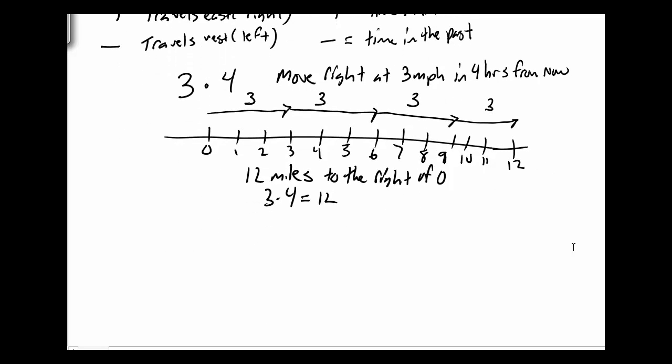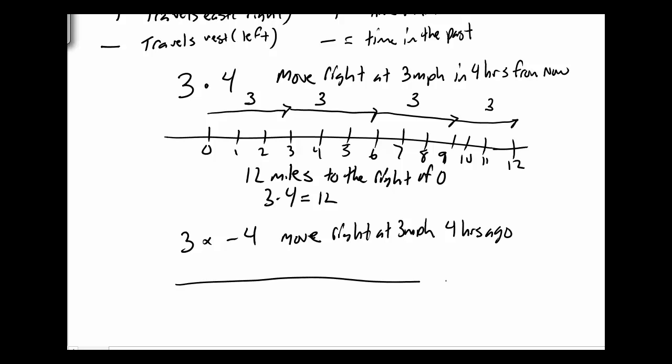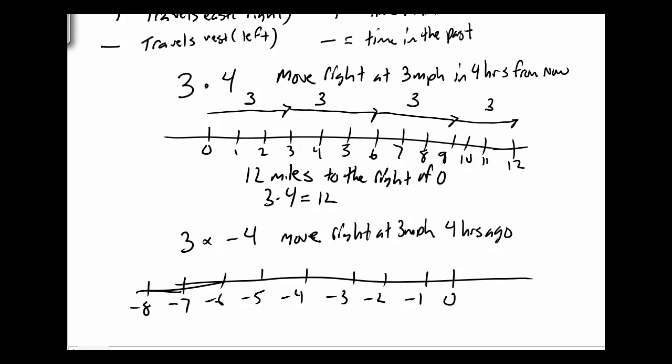Okay, so let's look at another one. Let's do 3 times negative 4. Okay, so that says move right at 3 miles per hour, but go 4 hours ago. Okay, this will make sense why I'm creating number lines that look like this once I start explaining this. Oh no, I'm not going to have enough space. Alright, let me fix this real quick.